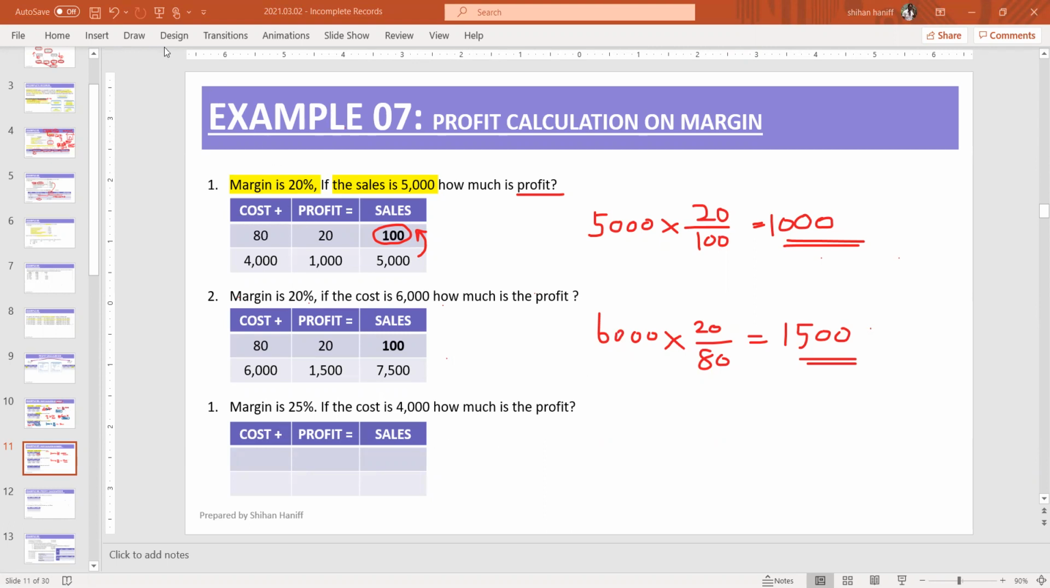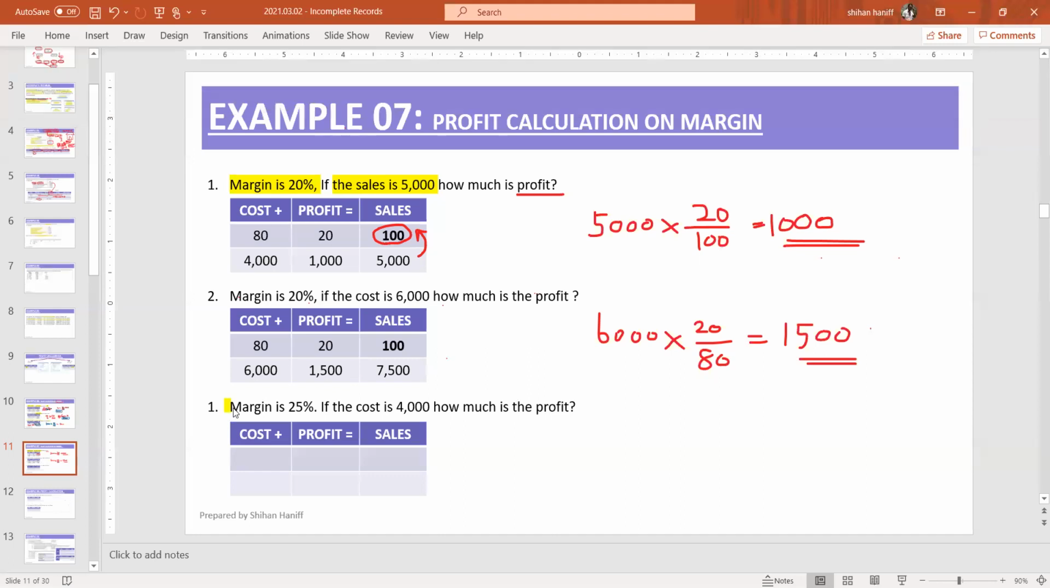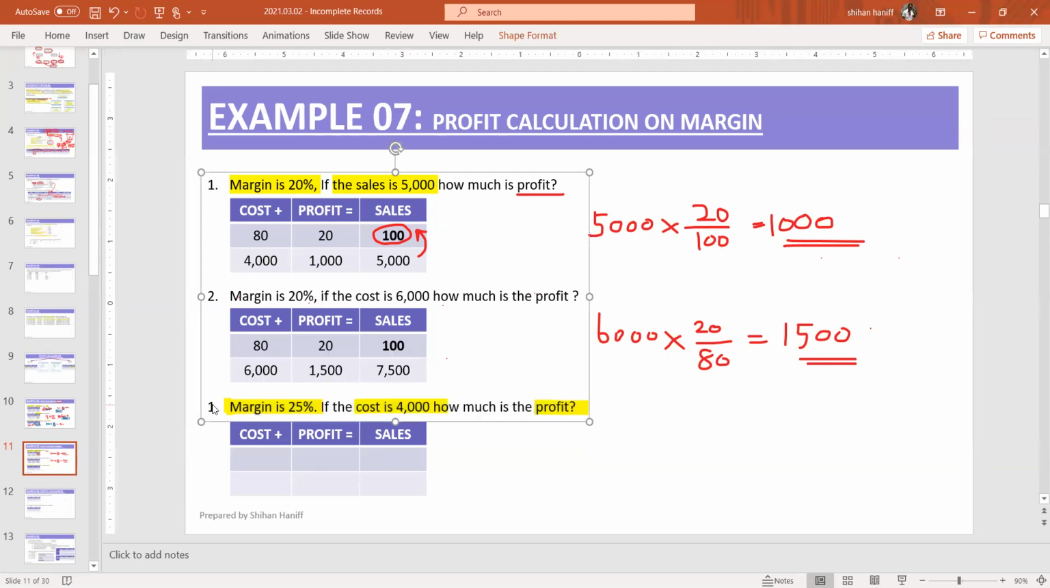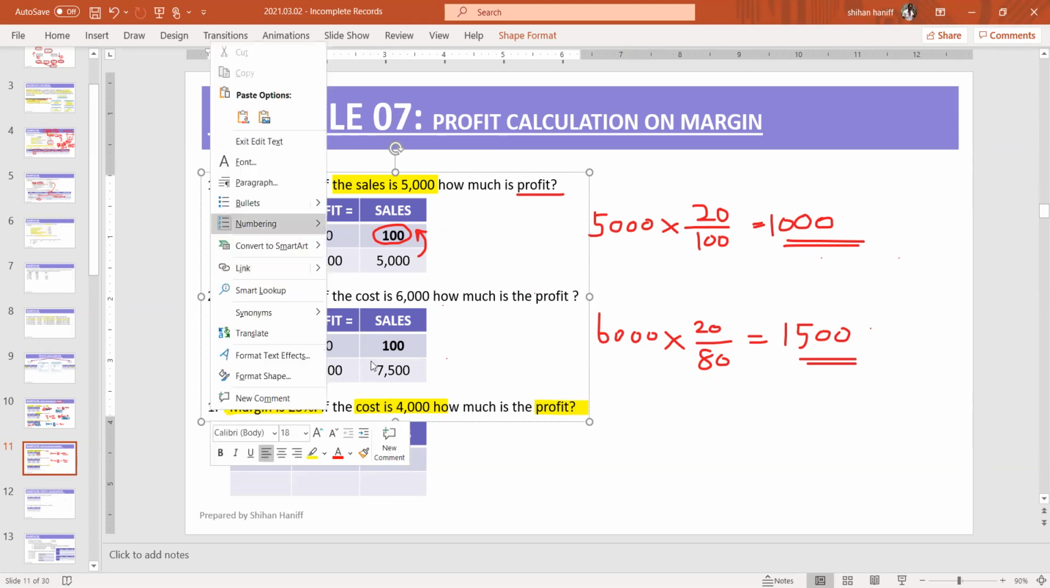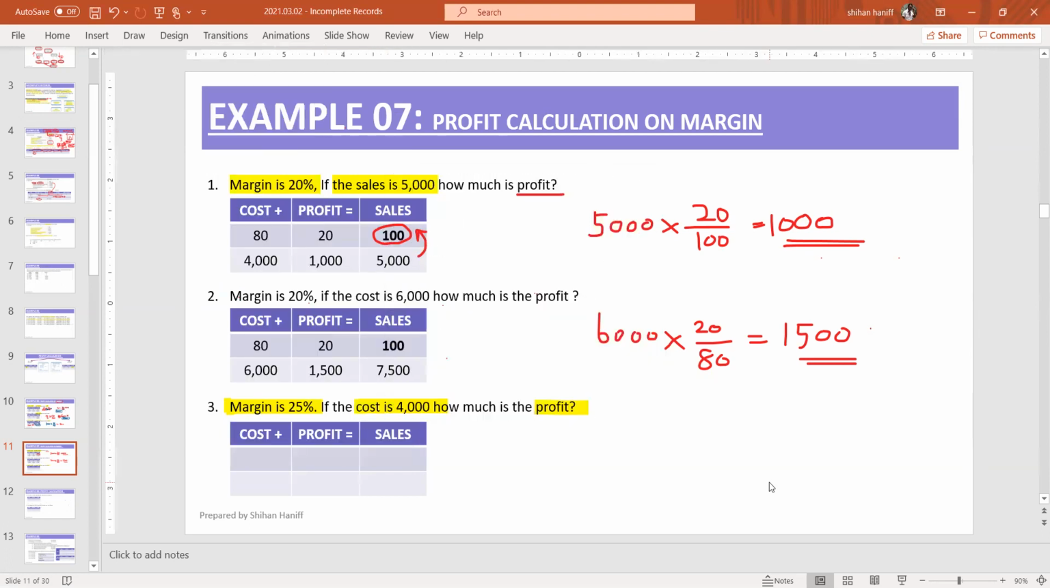Right. Can you tell me the answer for the third one? Margin is 25, cost is 4,000. What is the profit? Number 3. What is the profit?